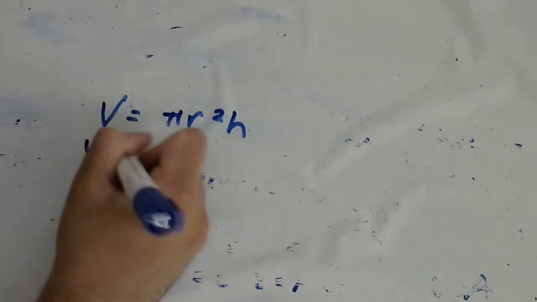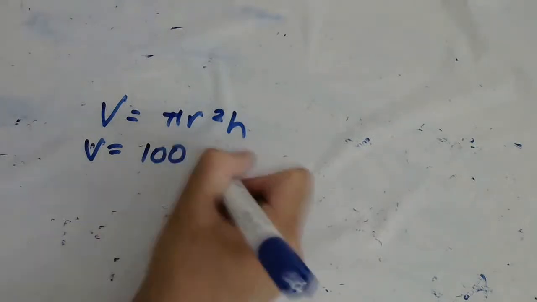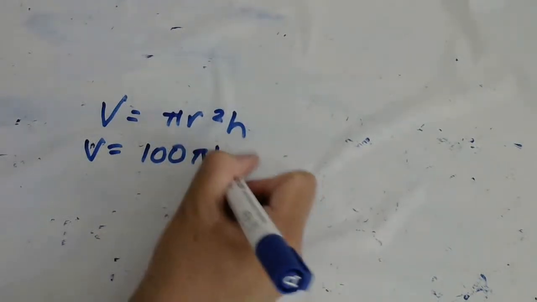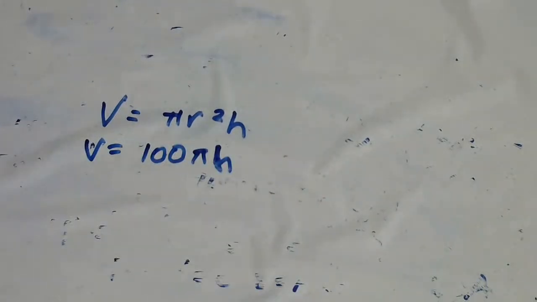And we know here that if you look at the example question, it tells you that the cylindrical tank has a diameter of 20, so it's got a radius of 10, yeah? So that's V equals 100 pi h, yeah? Everyone happy so far? I hope that makes sense now, yeah? So far, so good. 100 pi h.